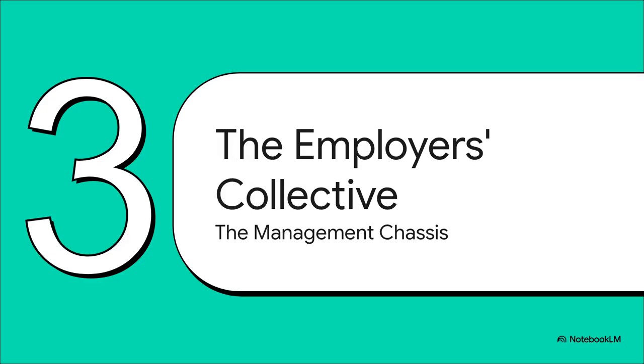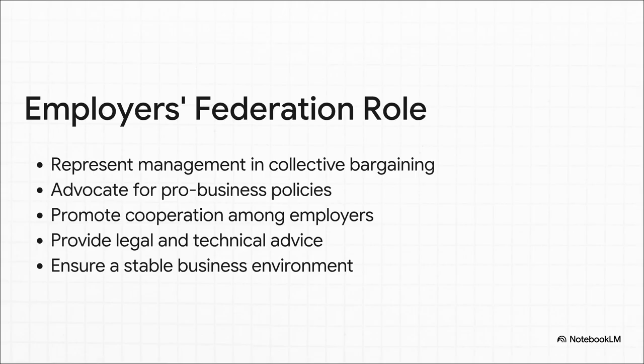Okay, so every powerful engine needs a strong chassis to hold it all together. On the flip side of the workers, we have the employers and their own collective groups. So just like unions speak for workers, these employers' federations speak for management. They're the ones on the other side of the negotiating table. But they do a lot more than that. They lobby the government for policies that help businesses grow, and they're a support system for their members, giving them legal advice and helping them navigate the rules. At the end of the day, their job is to create a stable, predictable world where businesses can actually succeed.